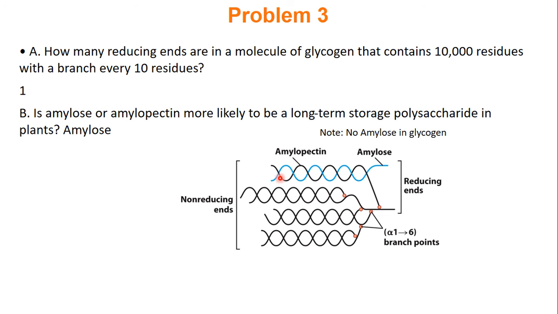B. Now let's look at the plant version. Is amylose or amylopectin more likely to be long-term storage polysaccharides in plants? And the answer is the blue amylose, for kind of the opposite reason I just talked about. So again, the enzymes work from the non-reducing end. Amylose only has one non-reducing end, so this will be chopped apart very slowly, while amylopectin would be chopped apart very fast because there are a lot more non-reducing ends.